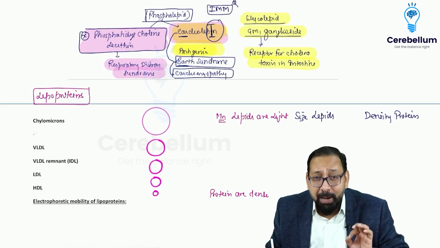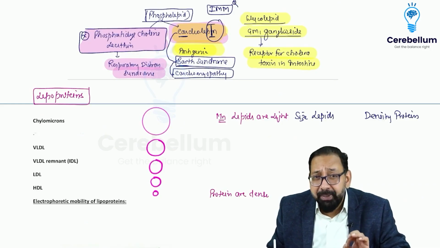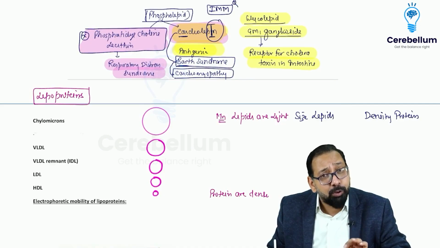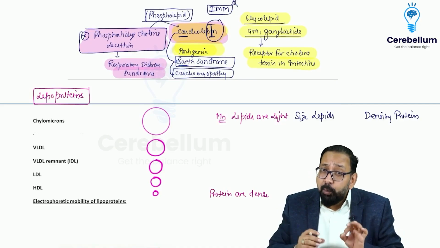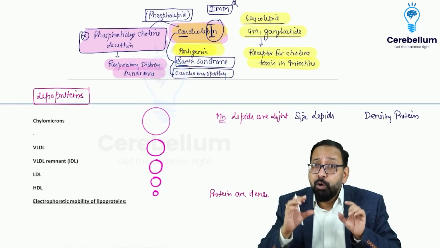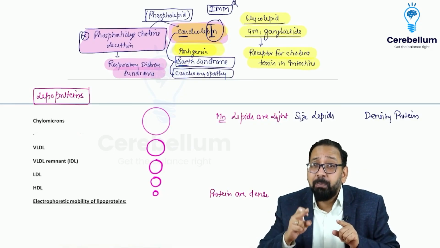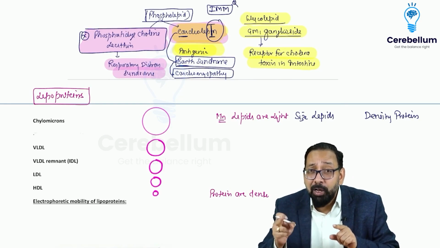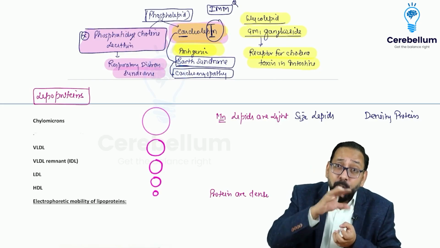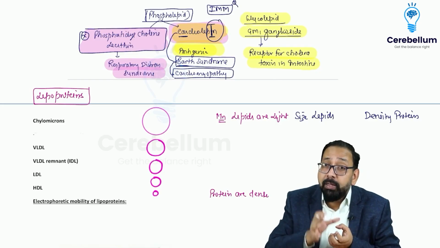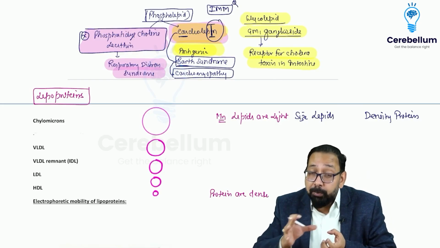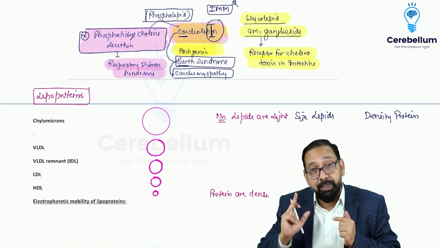Now we come to lipoprotein. As I told you, lipids are insoluble in blood. So lipids should be transported via blood in the form of lipoprotein. We know proteins have charge. They are polar. They are soluble in blood. So we attach lipid with protein to make lipoprotein. Now lipid can be transported in the form of lipoprotein.